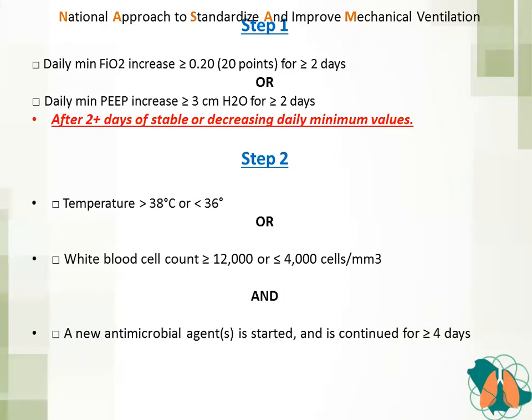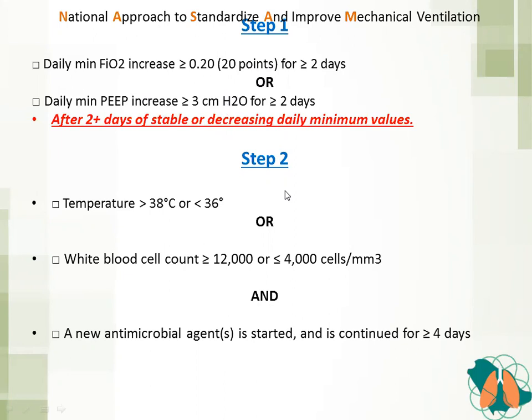So the first condition to say whether this patient has a VAC or not: the daily minimum FiO2 and daily minimum PEEP. So the daily minimum FiO2 increased by 20, or the daily minimum PEEP increased by more than or equal to 3. And the increase should be for 2 days or more. This is very important. And those increases should happen after 2 days of stable or decreasing daily minimum values. We will have examples later on just to clarify it. So if you have this in step 1, you will go for step 2. So step 1 is to define if the patient has a ventilator-associated condition, which is VAC.